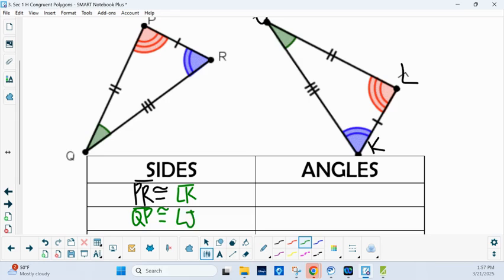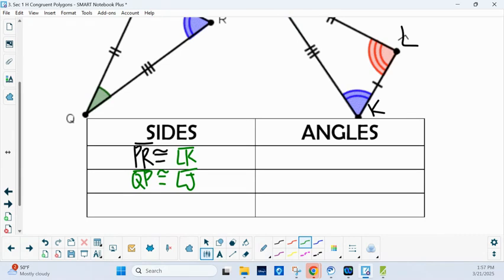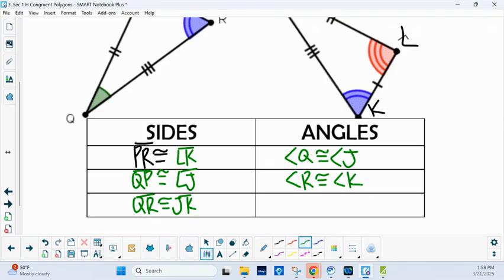L, is it J? I covered it up. Okay, then the last one with three marks, QR, matches with, say it again please, JK. Now we can do the same thing with the angles. Let's start with Q that's marked with one green mark. So angle Q, what's the green one mark on the other one? Angle J. And then go to the two marks, angle R matches with angle K.